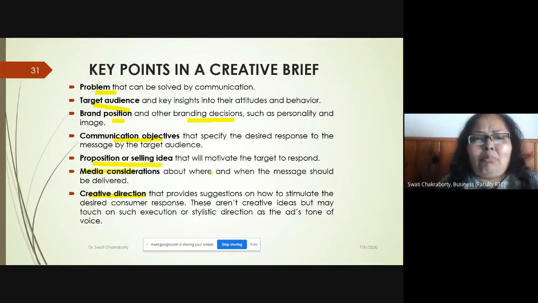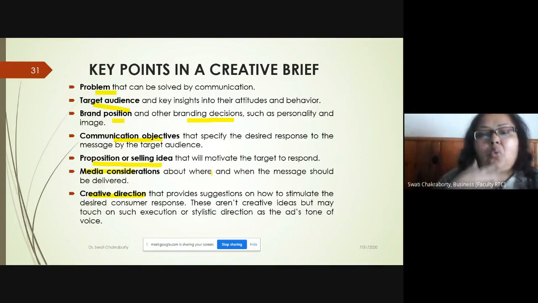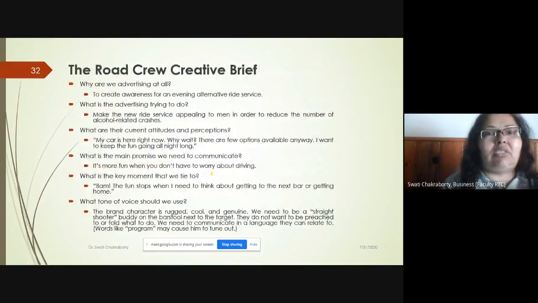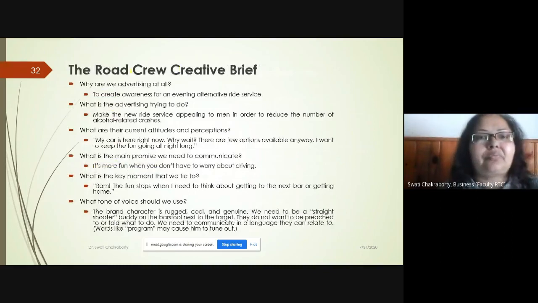But these usually aren't creative ideas, but they should touch on the emotions. They should touch on aspects such as the execution, the style of direction, the tone of the voiceover, the person who's giving that voiceover. Okay, the Road Crew creative brief. Why are we advertising? To create awareness for an alternative ride service. This is an example that we have.